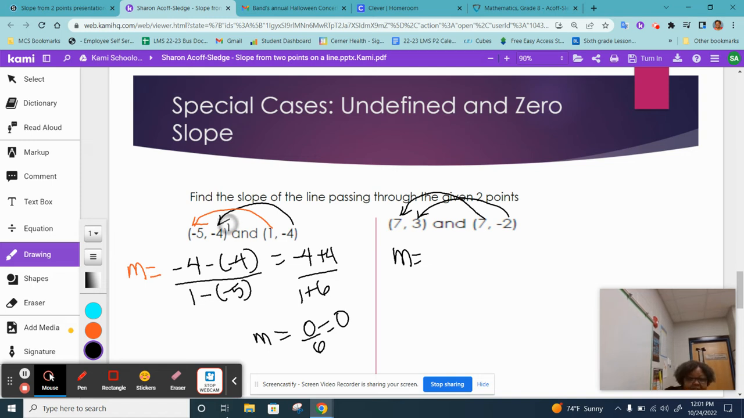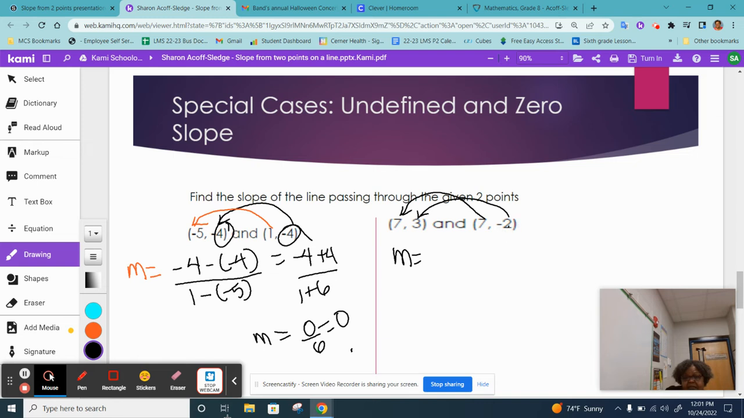See here, my y's were the same. If my y's are the same, it's 0. So you can save yourself some time on standardized tests. But if that little shortcut, if you don't remember, just go ahead and do this. There's nothing wrong with working that problem out. There's nothing wrong with that.